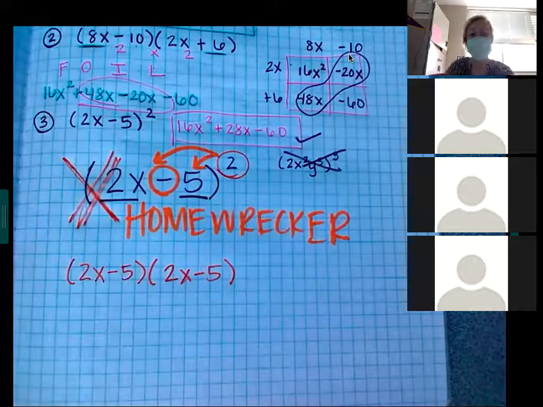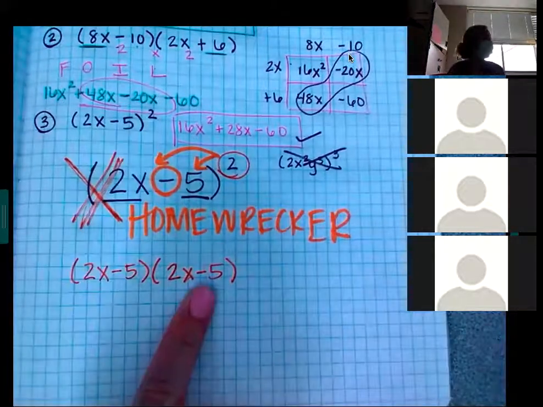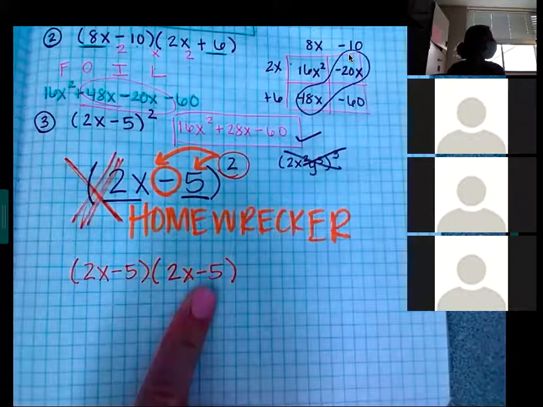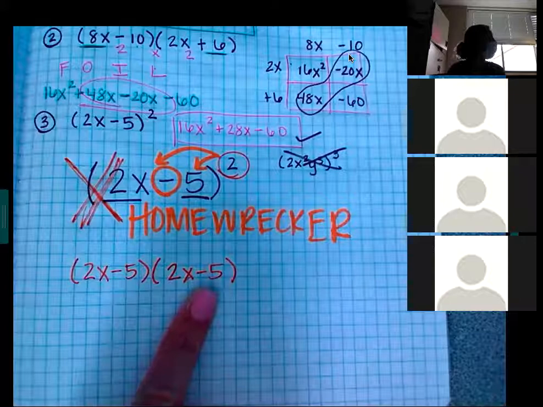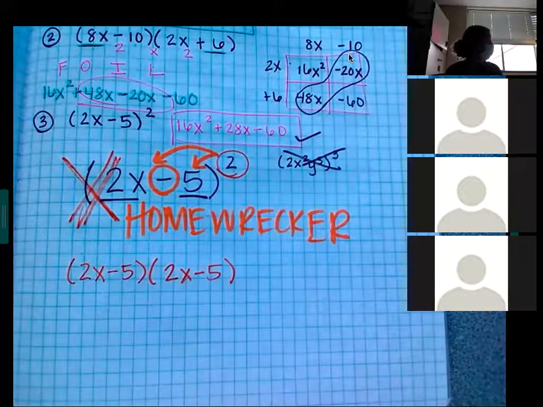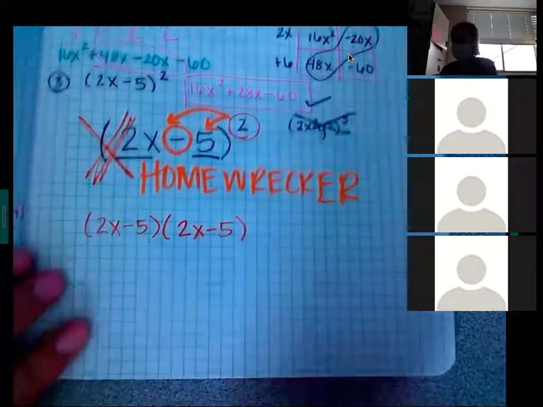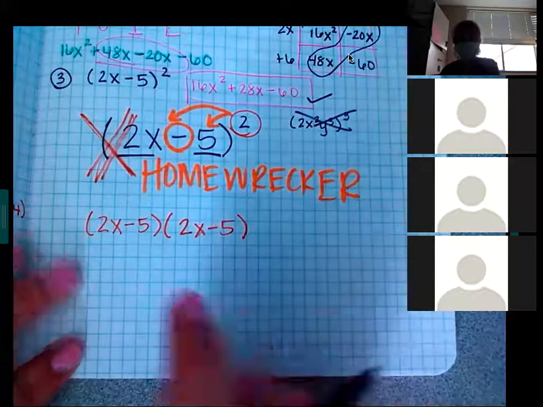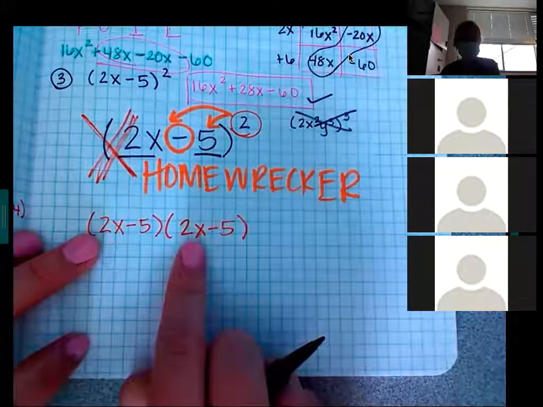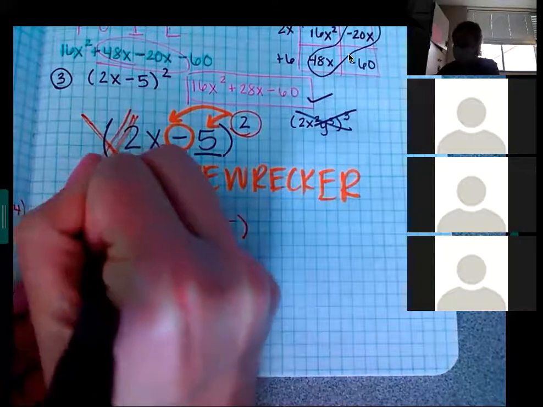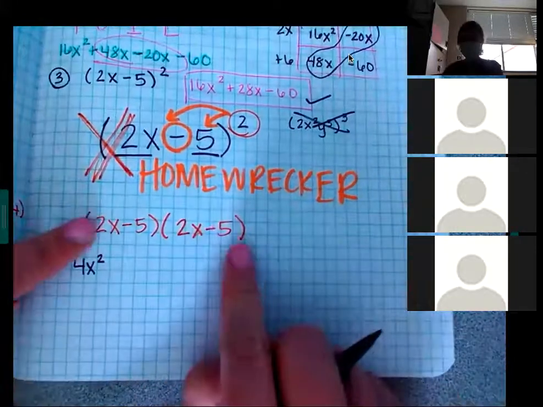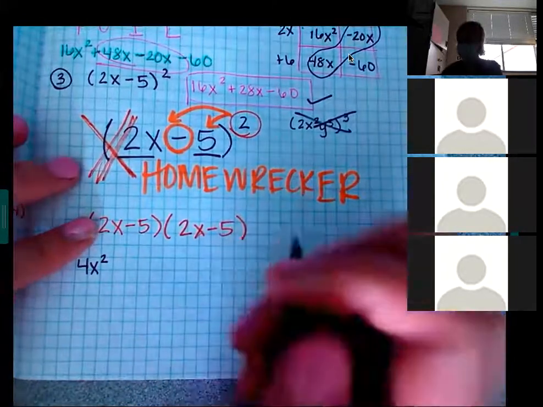So how do I multiply 2 times 2 more things? Box or foil? Which one do y'all want me to do? I heard box. Is that okay? Okay, how about I do both? If you foil, I'll do it really quick. First, 2x times 2x. Did y'all get 4x squared? Oh, look at y'all. Outside, 2x times negative 5.